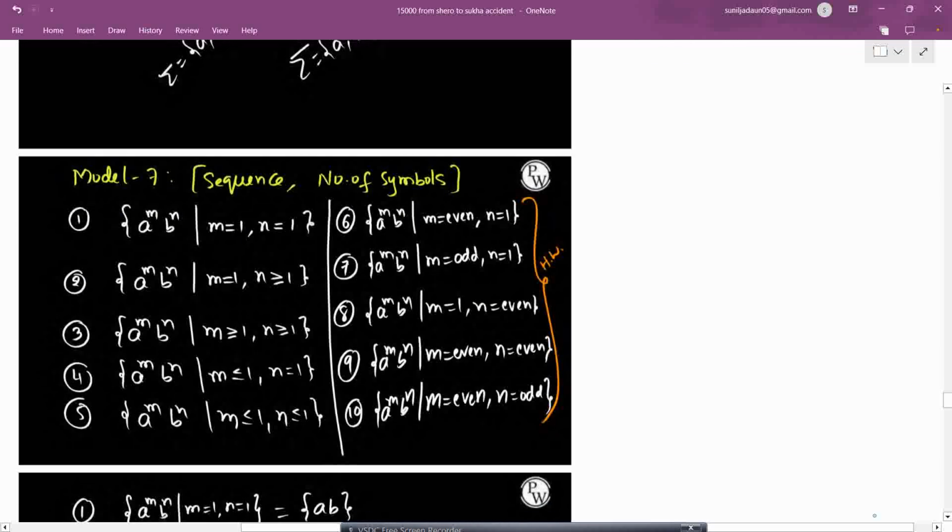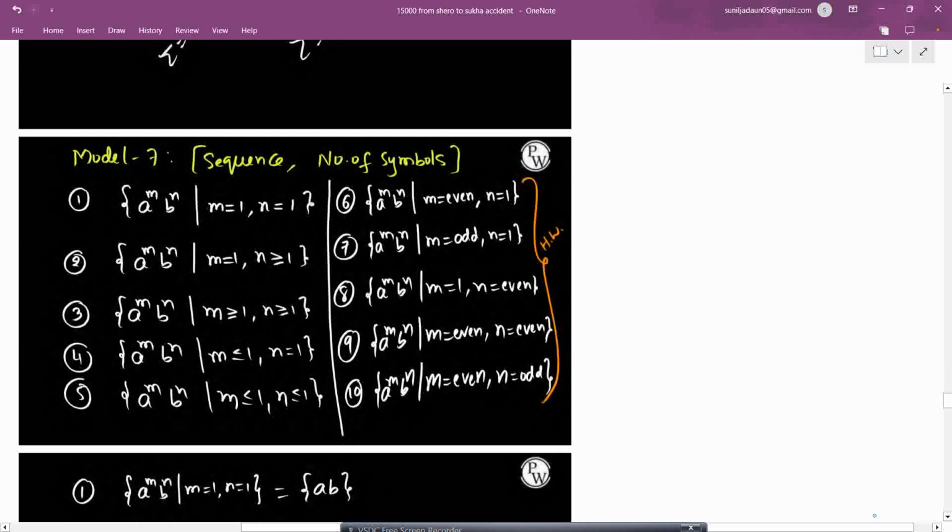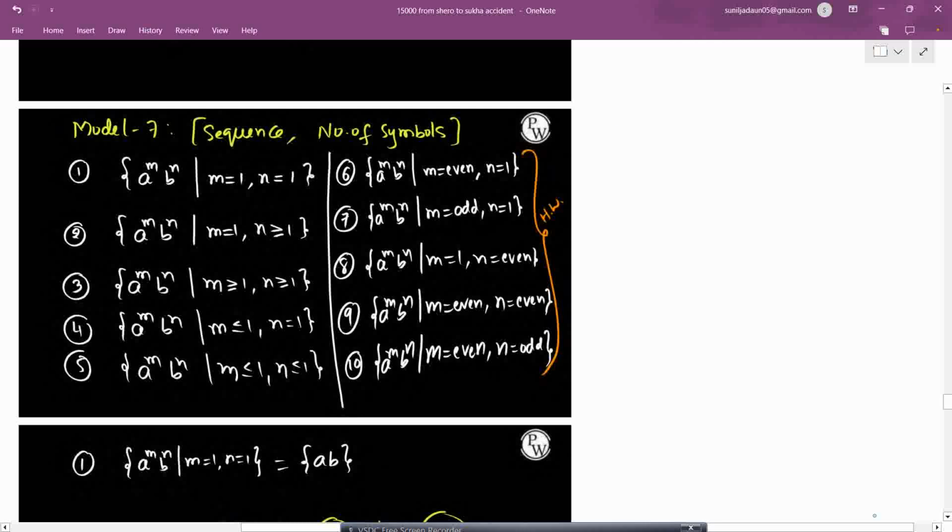Homework is this model 7. What is the model 7? Sequence or number of symbols. What are the languages? L is a to the m, b to the n, m is equal to 1, n is equal to 1. What would be a b?